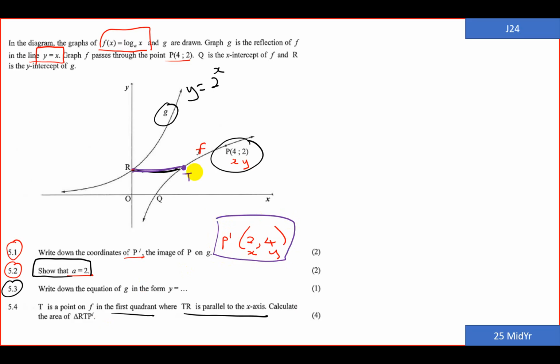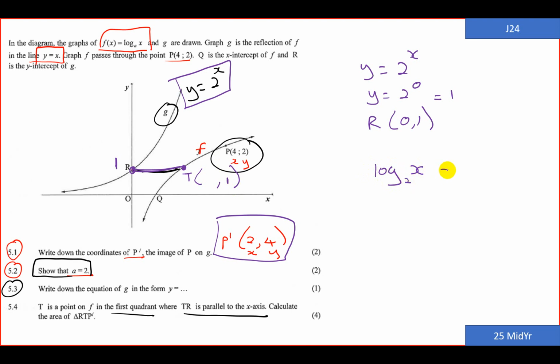So let's quickly go find point T before we go on. So we know that R is the y-intercept of G. Remember, we have our equation y equal to 2 to the x. To find a y-intercept, we let x be 0, and that should give us 1. So we know that the coordinates of R is actually 0, 1, which we can put down. That means we know the y value for T to be 1. Now we have the equation, so all we have to do is sub in the equation. Remember, that is the log graph, and the log graph equation is log x base 2 is equal to the y value of 1. And we're going to change this into exponential form, base 2 to the power 1, which is equal to x. So we know the x value of T would be 2. Okay, so we know that T is the point 2, 1.